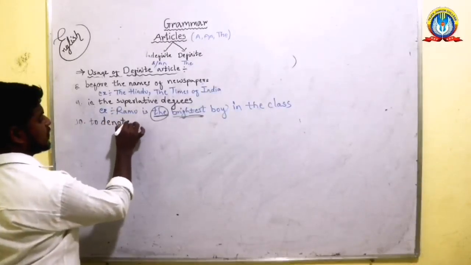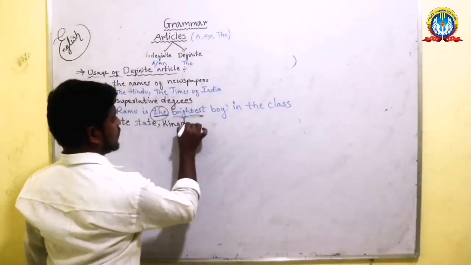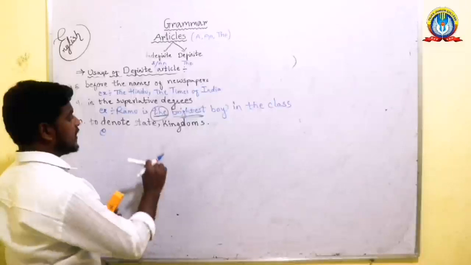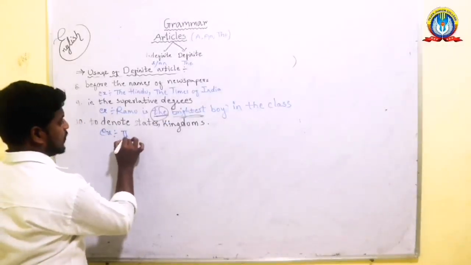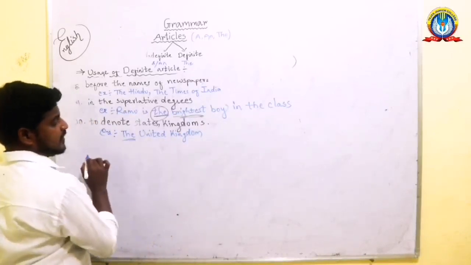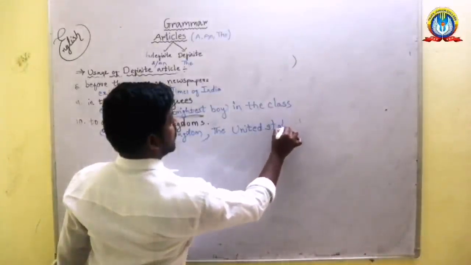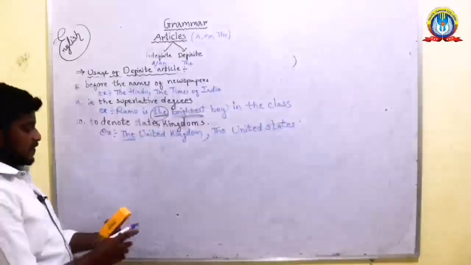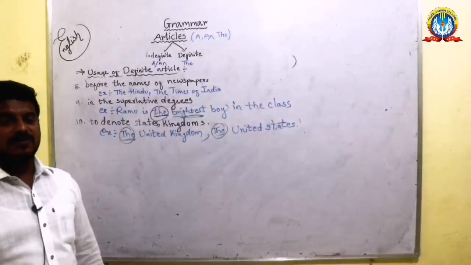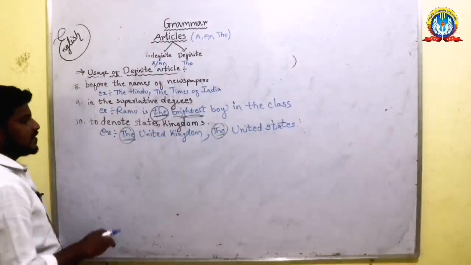To denote states and kingdoms. Let me show you examples: the United Kingdom, the United States. Article "the" is used over here. This is the United States, the United Kingdom. Simple, quite easy. So next rule, here we go.